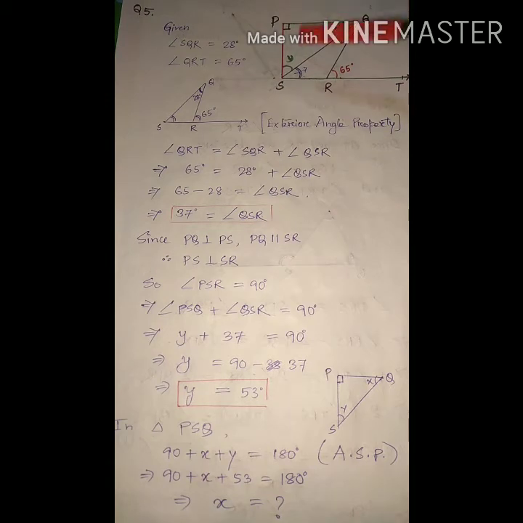Is it clear? Now, after that, you can solve the next part in two ways. The first way: PQ is parallel to ST, so we can easily say QS is a transversal. These two angles are alternate interior angles, and if two lines are parallel, alternate interior angles are equal. So these two angles are equal. We already proved QSR equals 37 degrees, so X equals 37 degrees. Then this is 90, this is 37 degrees, and the sum of the triangle is 180, so from here you can find the value of Y.